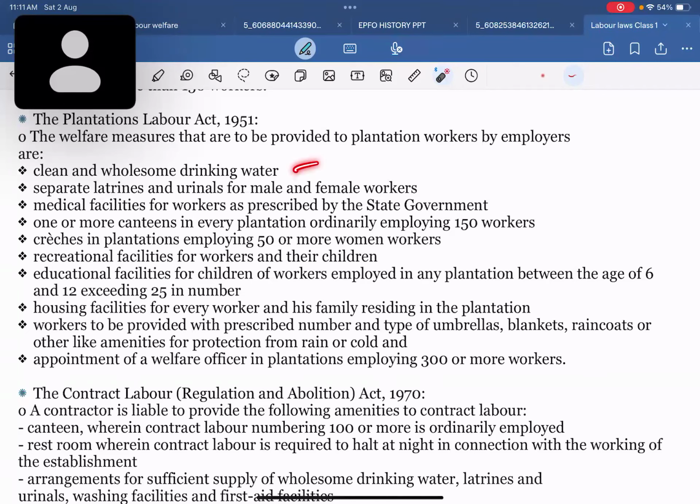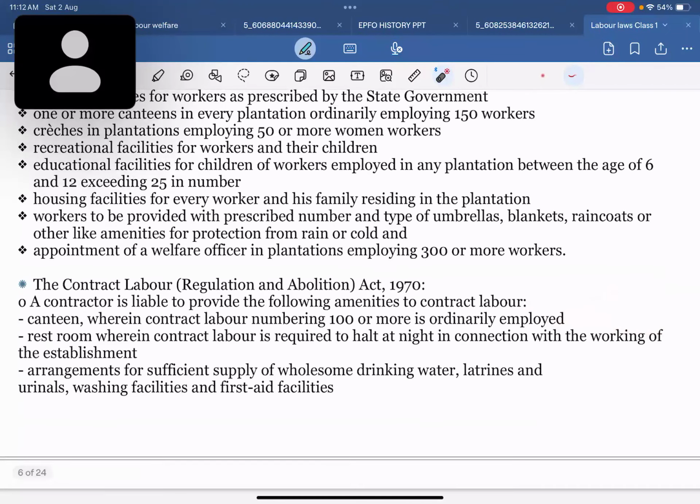So under which section it comes, under which section this comes? We will describe these things, and from there the question is coming.